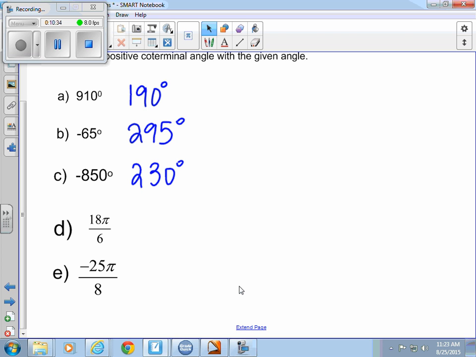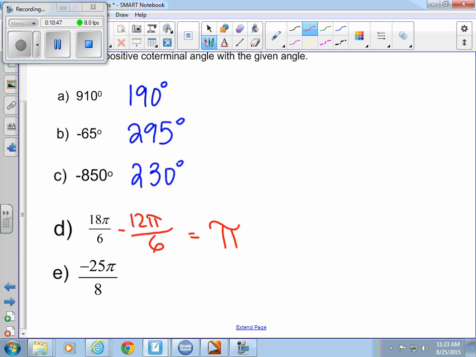So I'm going to subtract, and I'm going to write this one down. 12 pi over 6, which gives me 6 pi over 6, which is just pi. So pi is my least positive coterminal angle. I did the exact same thing I did with degrees. A little harder on the brain because radians are new to me. Any questions about that? Okay, the bottom one.